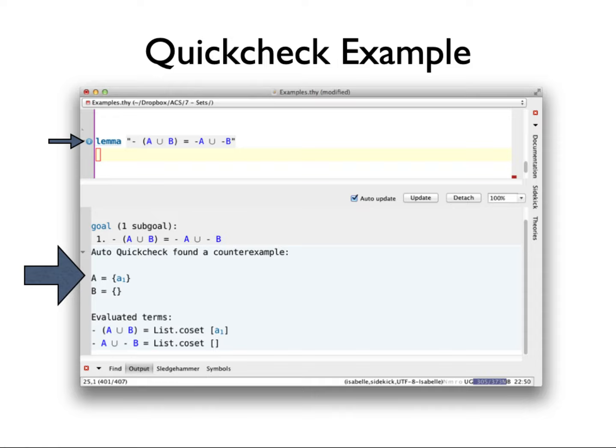I see QuickCheck did this. And that's interesting because you might imagine that A and B would need to be sets of integers before QuickCheck could do anything, but no, it doesn't need that. It somehow doesn't care about the type, and it's able to say, well, look, let B be the empty set, and now A can be anything, and it just doesn't work. That's all. And then it even tells you there, I don't quite know what List.coset means even now, but I guess it's telling you that the left-hand side is non-empty and the right-hand side is going to be empty.